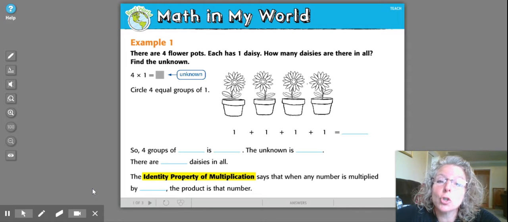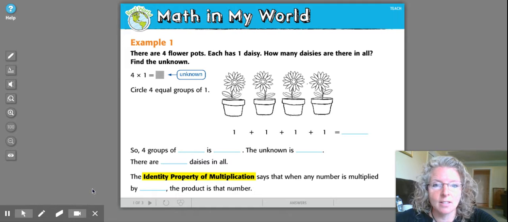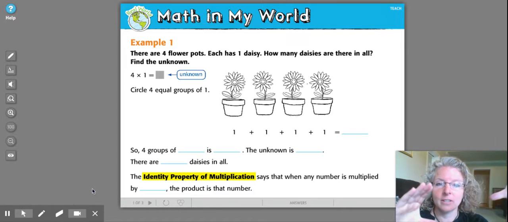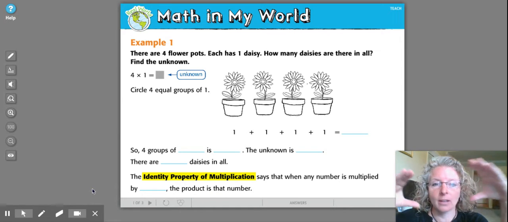We're going to talk about two multiplication properties today. One is the identity property of multiplication. If you remember, we did the commutative property, order doesn't matter. That's true in multiplication as well. The associative property, I use parentheses to group, doesn't matter.